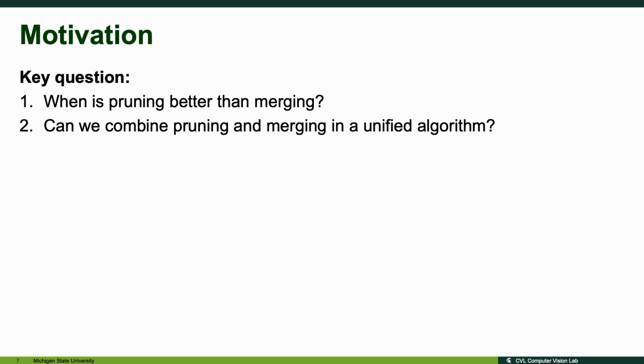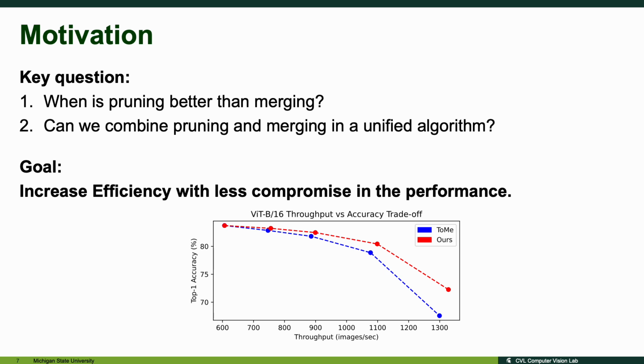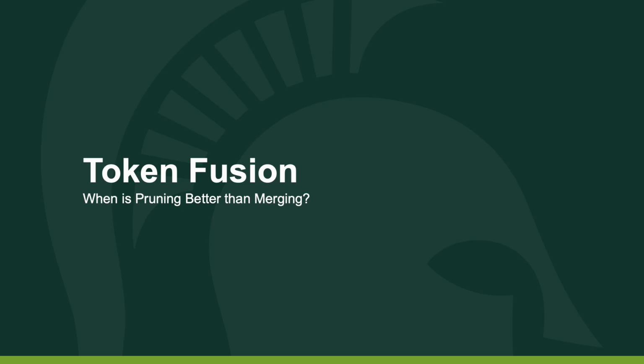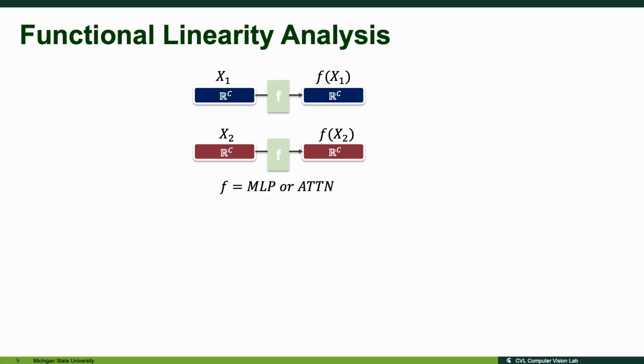In this paper, we pose two questions. Under what circumstances is pruning more effective than merging? Is it feasible to integrate both pruning and merging into a single and unified algorithm? Given that token reduction techniques often balance efficiency against performance, our paper's objective is to enhance efficiency while minimizing the impact on performance. To achieve this goal, we introduce Token Fusion.